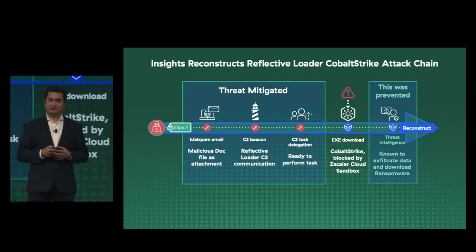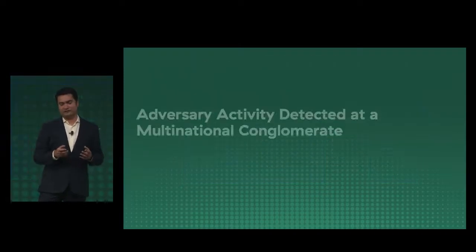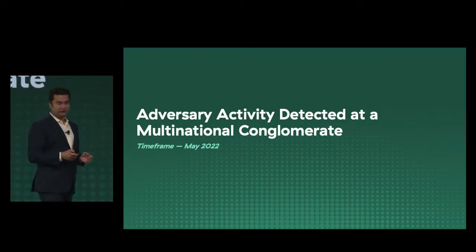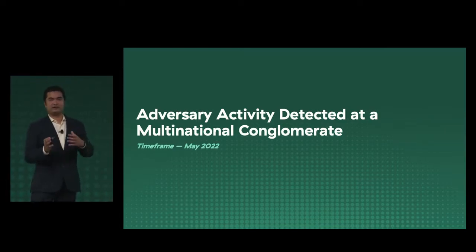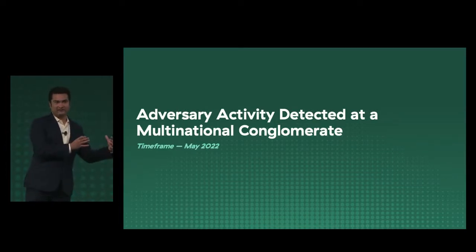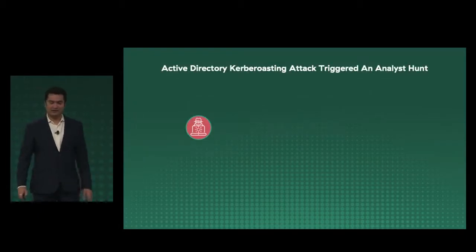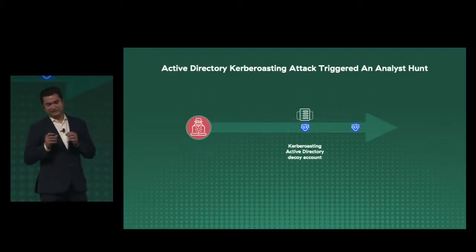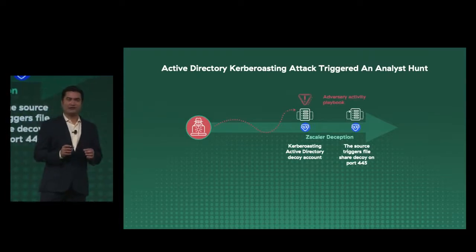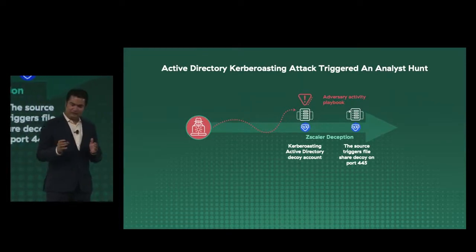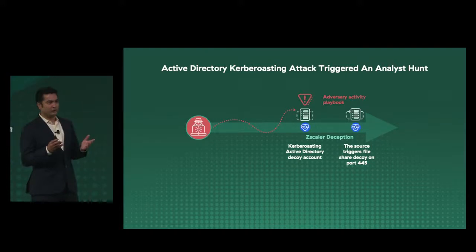Another success story that I would like to share is where the Insights team flagged adversary hands-on-keyboard activity at a multinational conglomerate. So this is where you could think of it as an insider threat or a compromised asset trying to poke around inside the network. This was an analyst-driven hunt that started when Zscaler deception triggered on an internal asset that was performing a Kerberoasting attack on Active Directory decoy credentials. The same asset also triggered our file share decoys on port 445, which is the Windows network file share port.